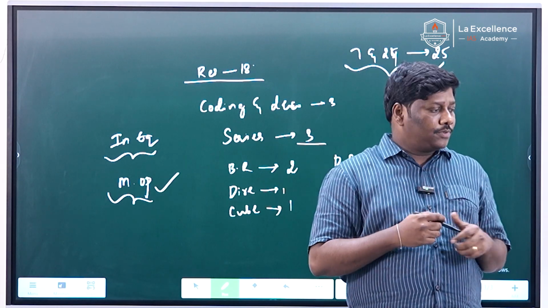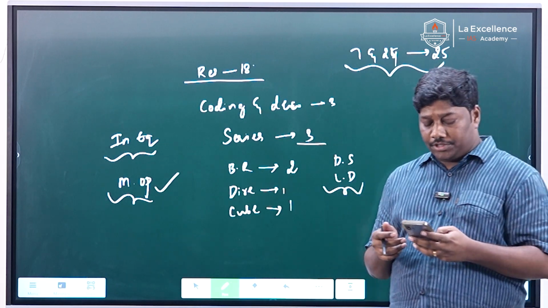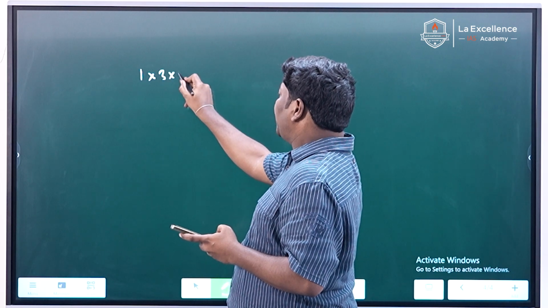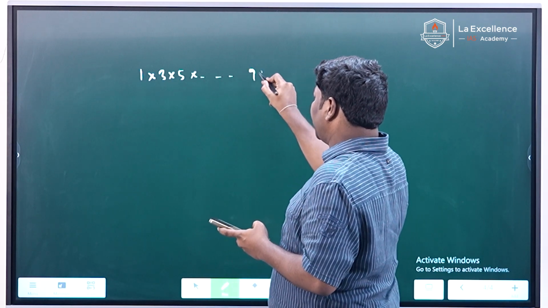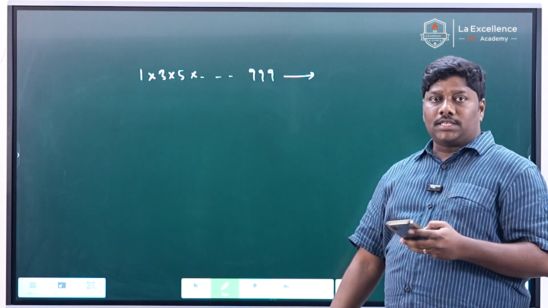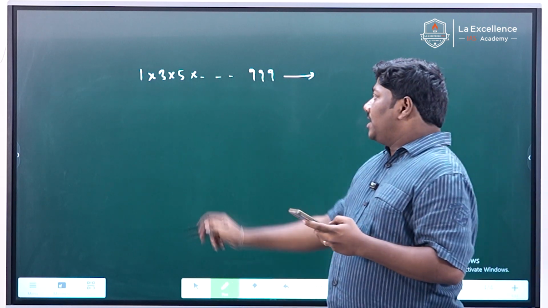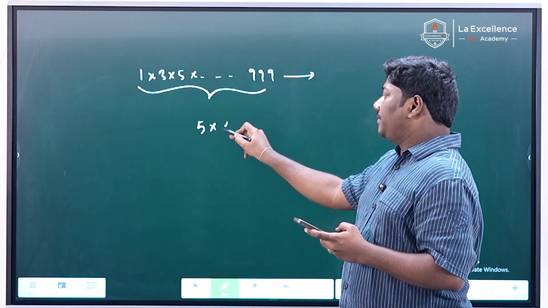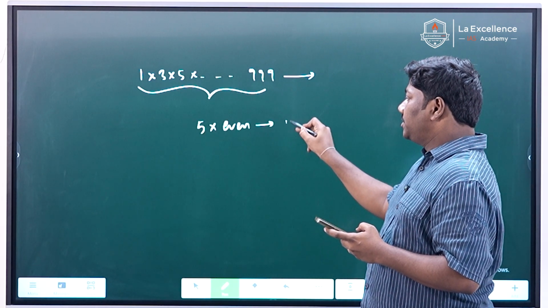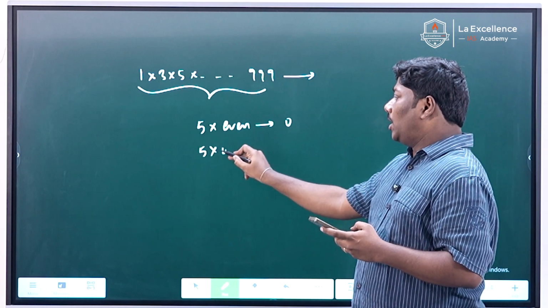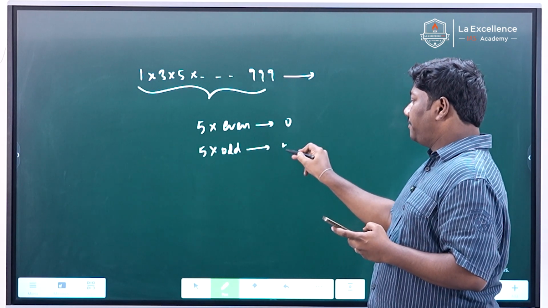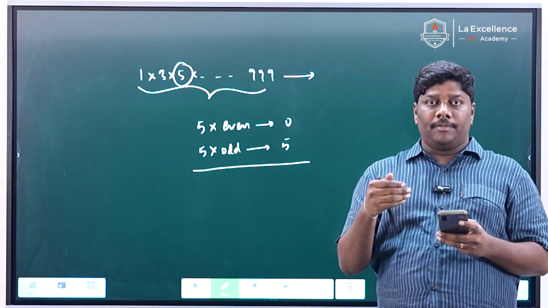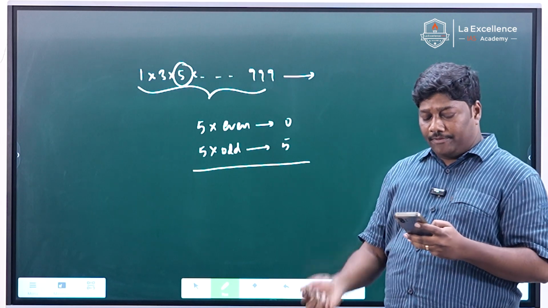And I saw a few questions which are very, very simple. There was one question like 1 into 3 into 5 and so on up to 999. He's asking what the unit digit is. If all of them are odd numbers and 5 is included in the product, then even if one even number is also there, the unit digit is 0. 5 into an odd number ends with 5. When 5 is included in the product, there are only two options: either it will be 0 or else it will be 5. This is very much doable.